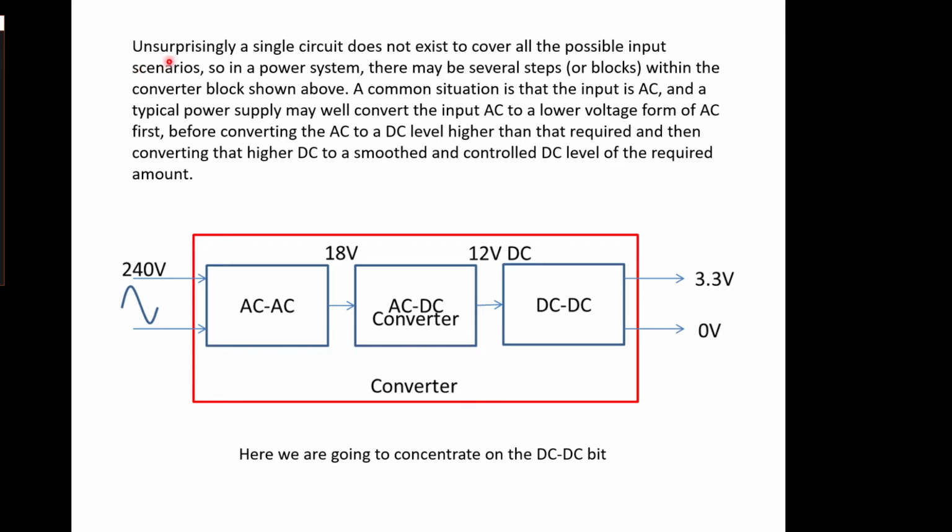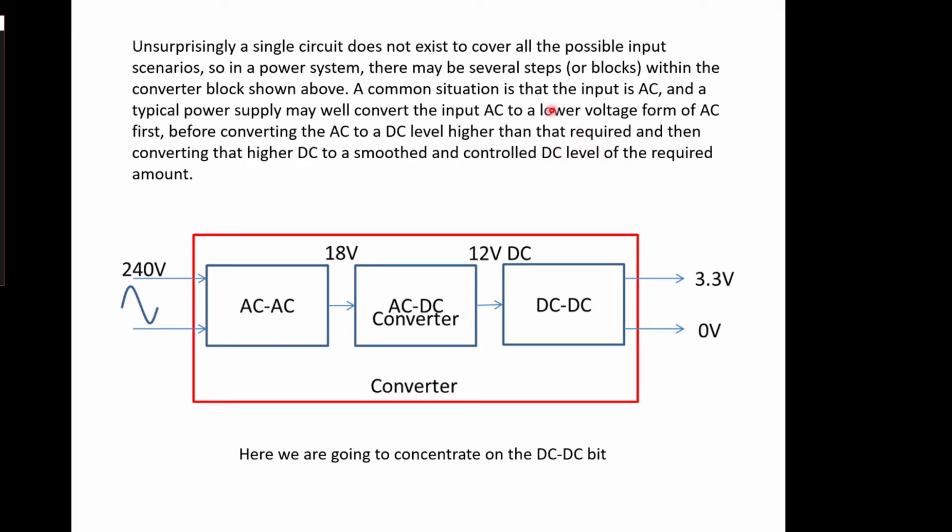So, as it says, unsurprisingly, a single circuit does not exist to cover all the possible input scenarios. If we design a power subsystem, we may have several steps or blocks, and we should be getting the idea of system diagrams, where we can break our overall problem into little chunks, and then define those chunks and work out what goes in these boxes to achieve the input and output specifications of each block. Those will plug together, hopefully, to make the overall converter with its general spec on the output. Some of these blocks may even be divided into sub-blocks, which we can then start to implement architectures in.